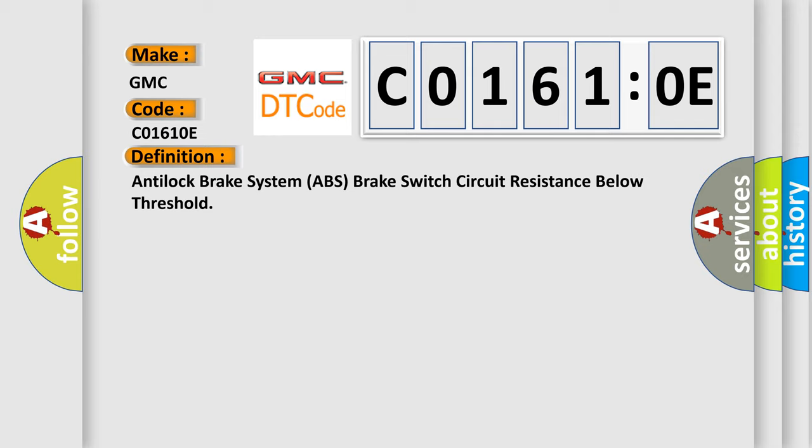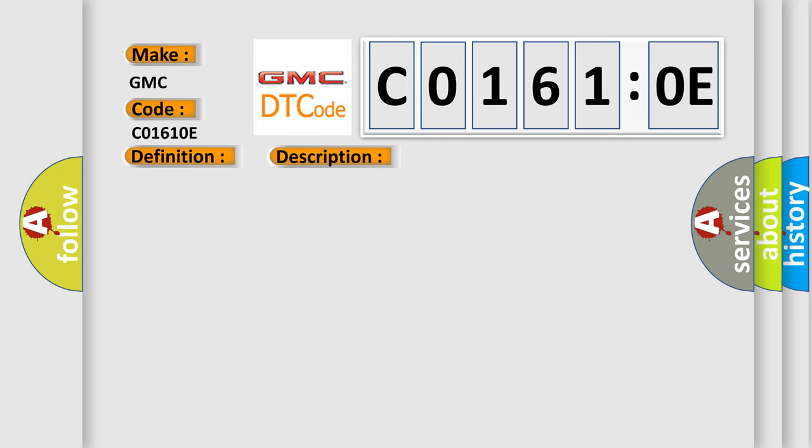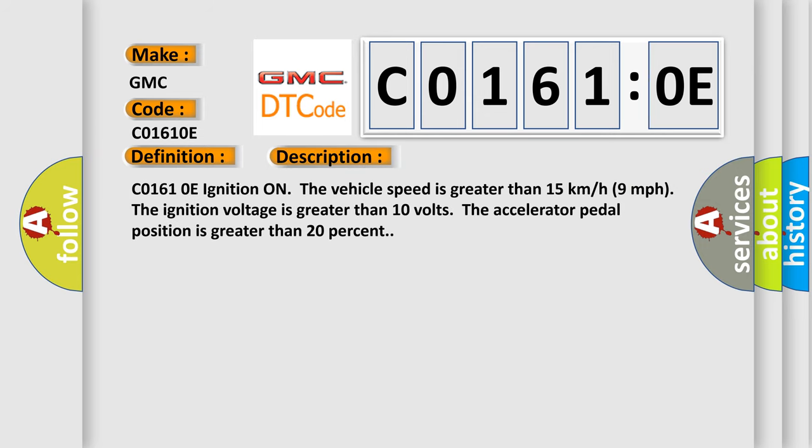And now this is a short description of this DTC code. C0161-0E: ignition on, the vehicle speed is greater than 15 km per hour, 9 miles per hour. The ignition voltage is greater than 10 volts. The accelerator pedal position is greater than 20%.